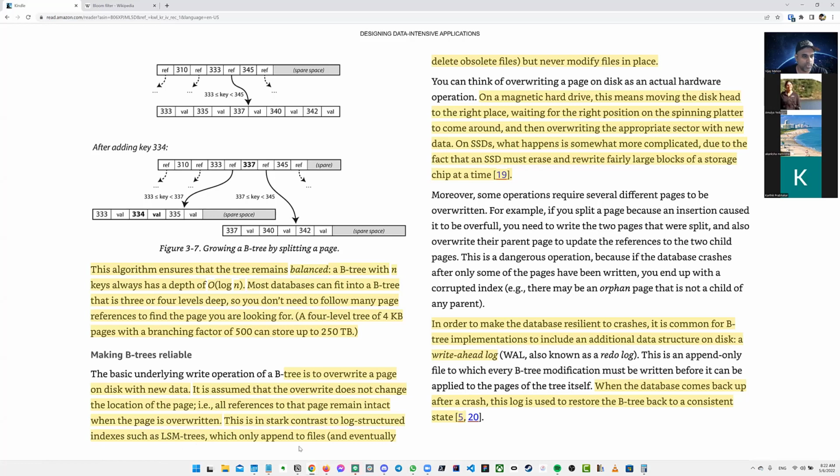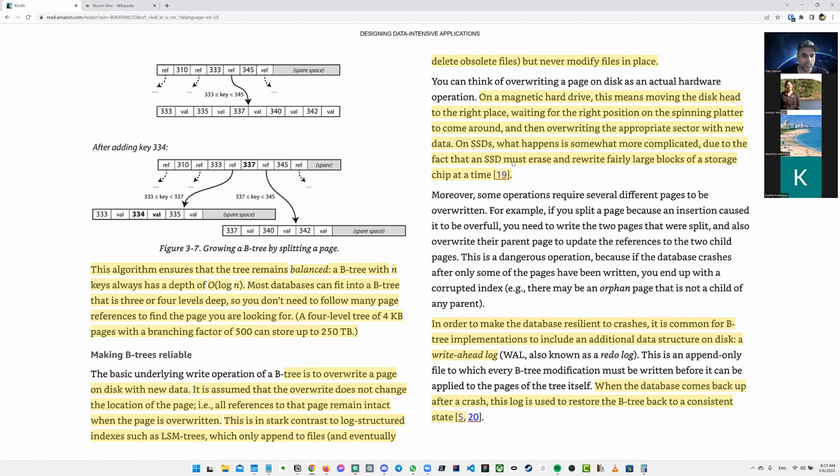In an LSM tree, which only appends and eventually deletes obsolete files, this version doesn't modify files in place, whereas the LSM tree does delete. So you can think of overwriting a page on disk as a hardware operation. Again, this is what I was talking about, right? On a magnetic hard drive, this means moving the disk head to the right place, and then waiting for the right position on the spinning platter to come around, and then overwriting the appropriate sector with new data.